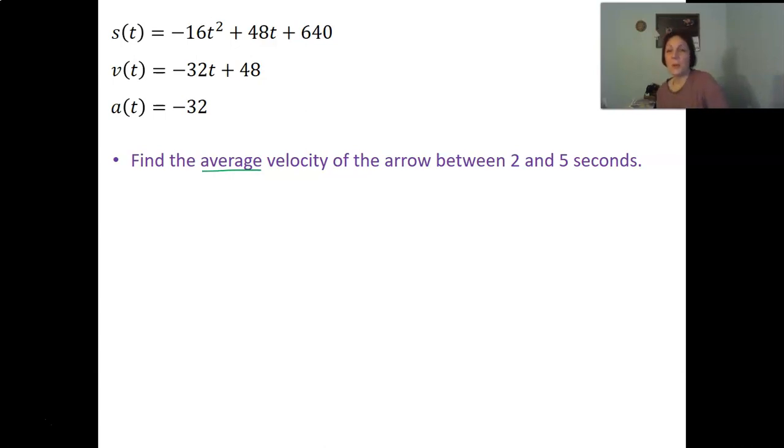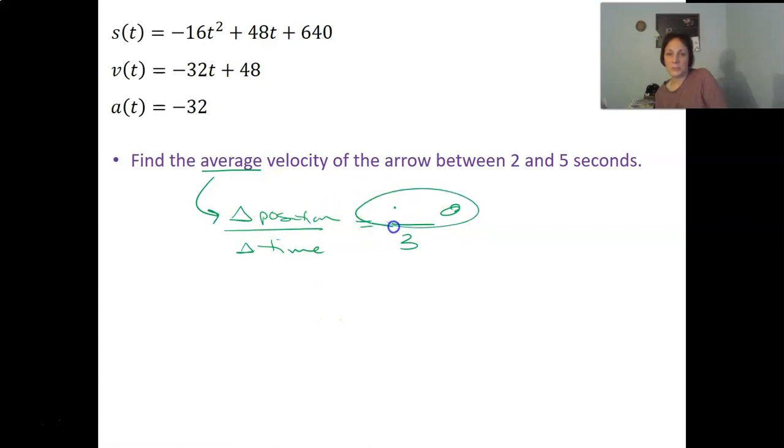Okay. So if I want average velocity, all they're asking me for is a change in position over a change in time. That's all they're asking me to do. So all I need to know to find an average velocity of this arrow is figure out how its position changed over this time interval. Now, I know how much the time changed. The time changed by 3 seconds. To figure out how much its position changed, I'm just going to go check out my position function up here. Where was it at 2? Where was it at 5? So S of 2 versus S of 5.